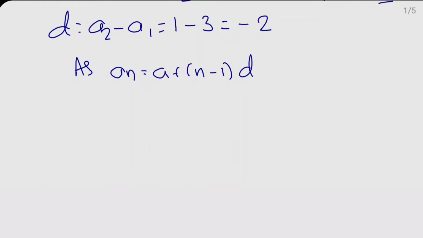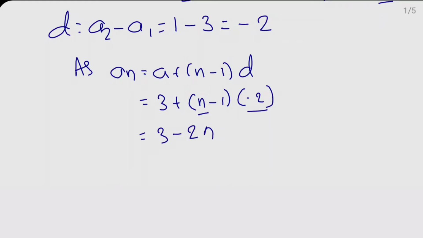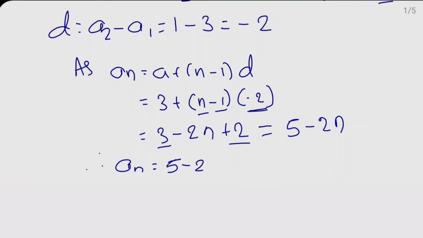And now as we know that an equal to a plus n minus 1 into d, right? So we want to find out nth term, so that's why using this formula. So here the first term is 3, so a is 3 and n we don't know, keep as it is, because we want to find out nth term only, and common difference is minus 2. Now n into minus 2 is minus 2n, and minus 1 into minus 2 is plus 2, right? So here 3 plus 2 is 5 minus 2n. Therefore nth term is 5 minus 2n.